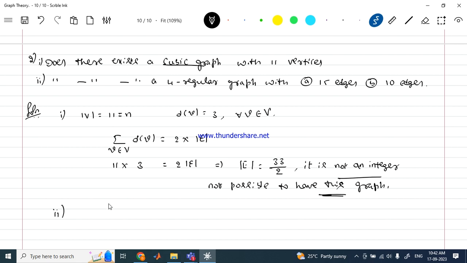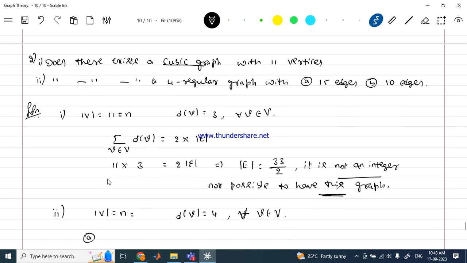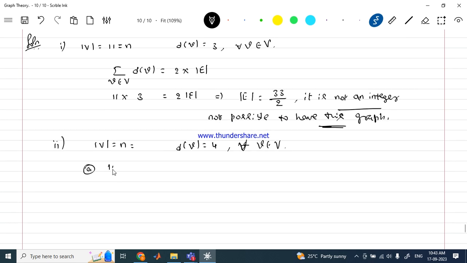Second case. They are saying that the degree of each vertex is 4. The number of vertices is n. We don't know this, but we know the degree of each vertex is 4, so for all v belonging to the vertex set. And for the first case, the number of edges is 15.